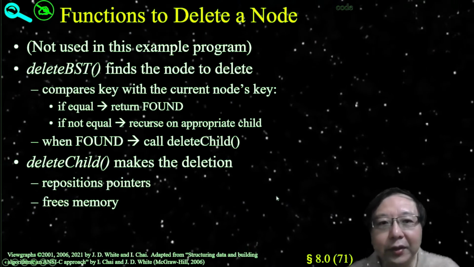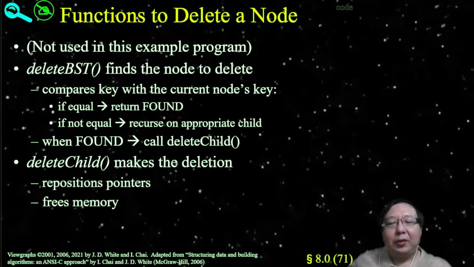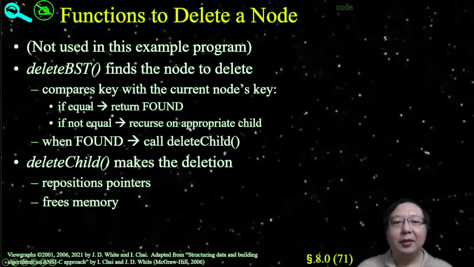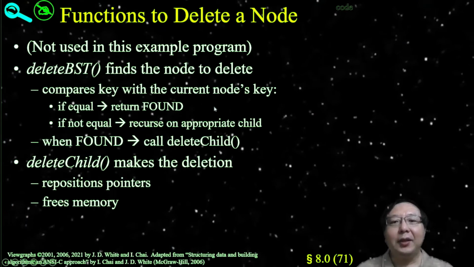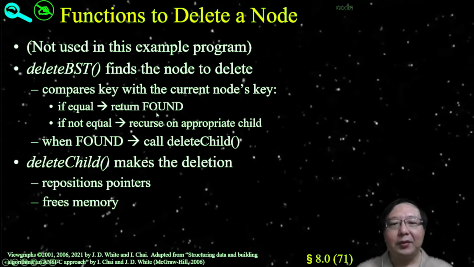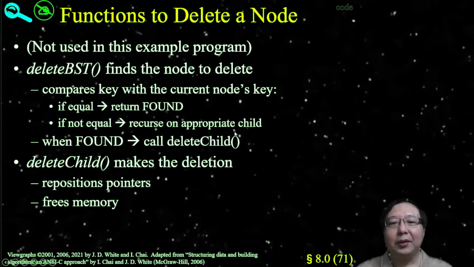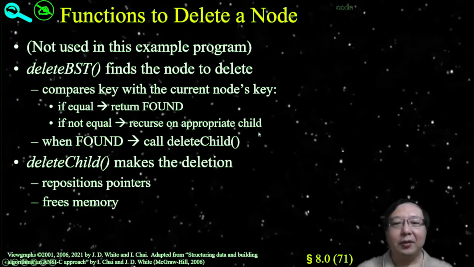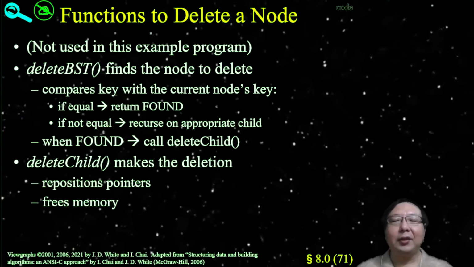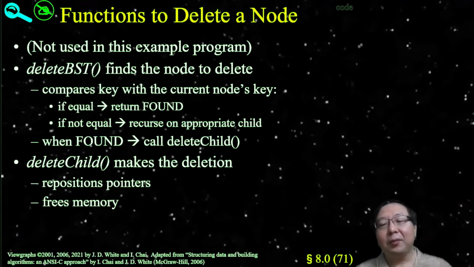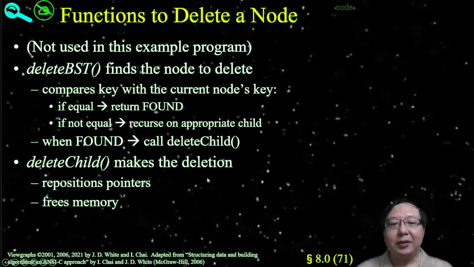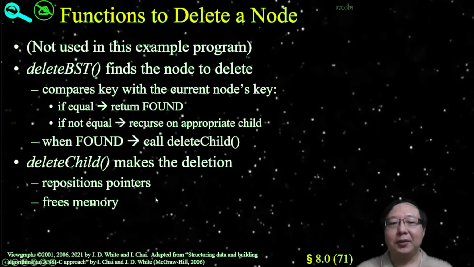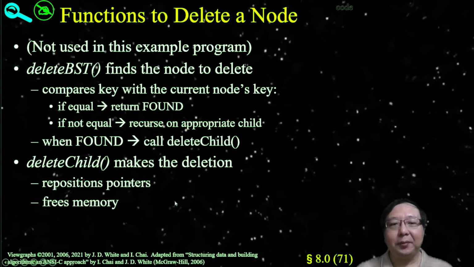And then we have this function to delete a node, which we don't use in this example program, but it's maybe used in some other programs, where you compare the key with the current node's key, and if it's equal, we return found. If it's not equal, then we recurse on the correct child, meaning that if it's less, then we go to the left. If it's more, then we go to the right. And when we find it, we call delete child. And delete child makes the deletion by repositioning the pointers and freeing the memory.